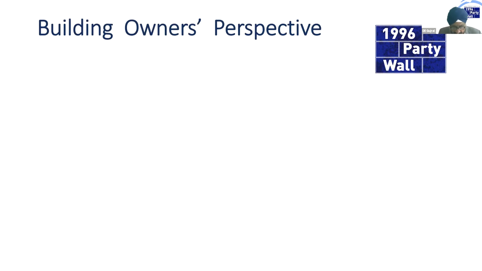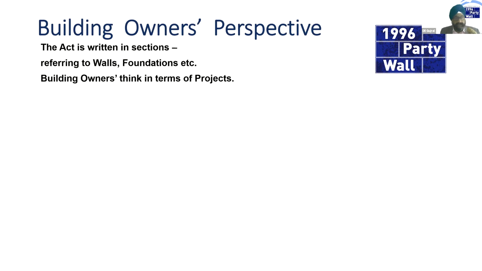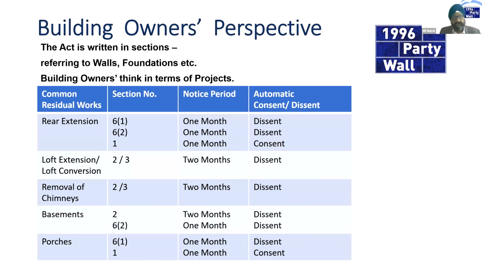I'm going to go through a quick run-through of common types of building works. Now, as I said earlier, the Act is written in sections. It talks about Section 1, Section 2, Section 6, 6.1, 6.2. And the only people that are interested in section numbers are mainly party wall surveyors. It's quite hard for people to visualize this, so it's quite good to translate that into common types of building works. We've used residential works, but obviously all those sections will also apply to commercial works.